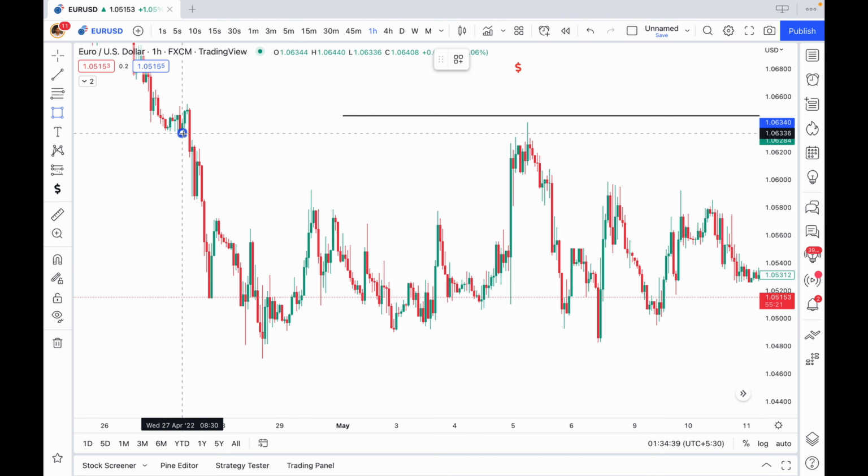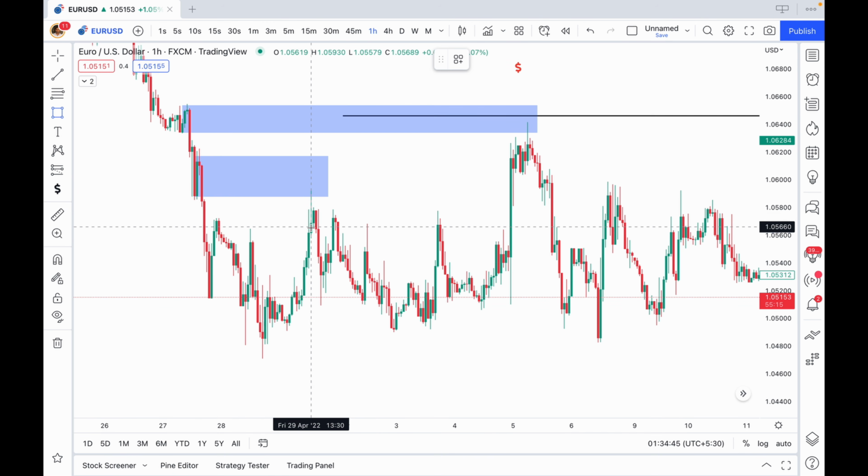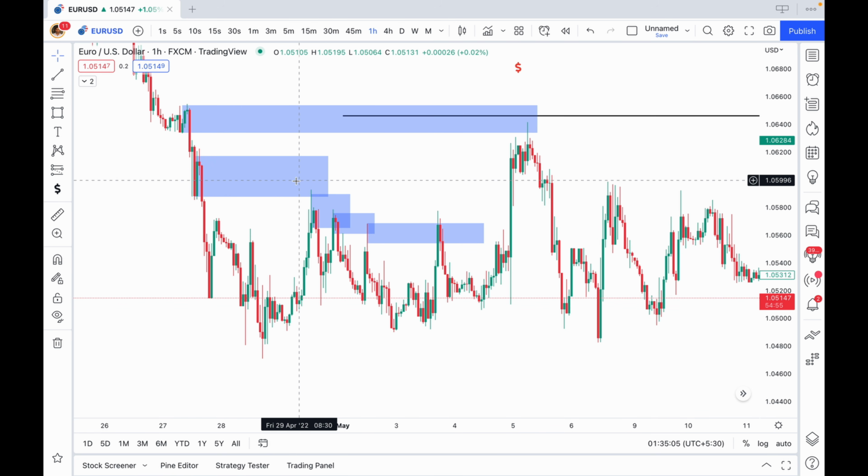There was imbalance and there was order block over here. And the structure over here is already mitigated. As we can see, the structure is mitigated. Everything is mitigated over here. And you can also trade the reaction from the order blocks.